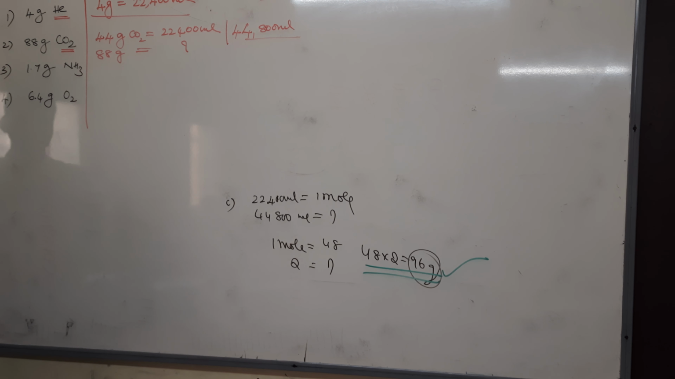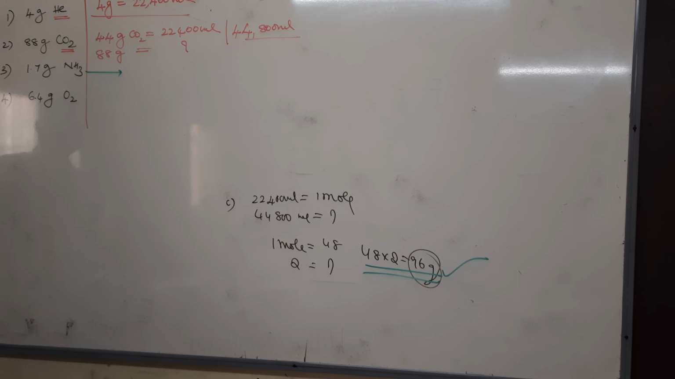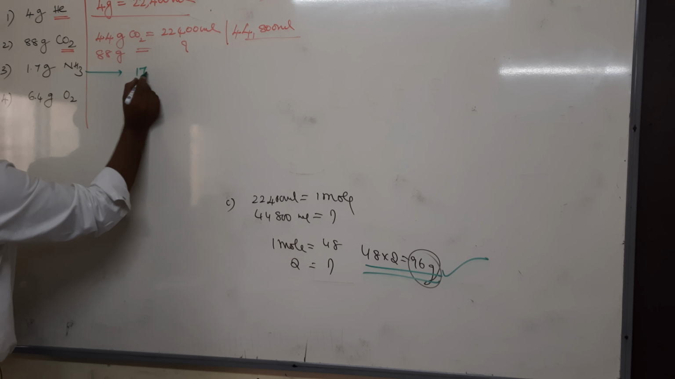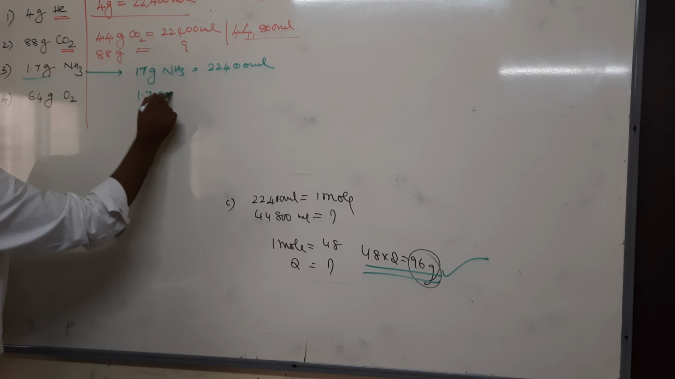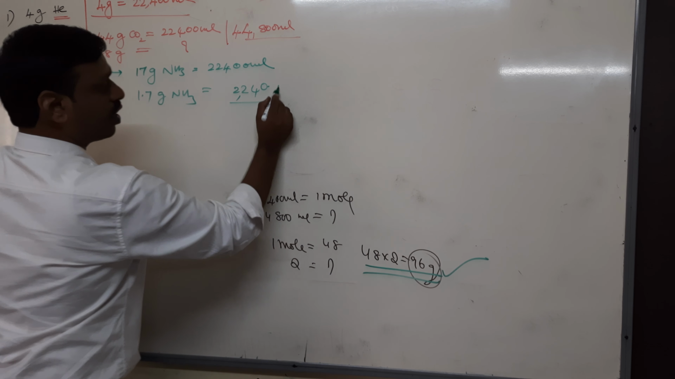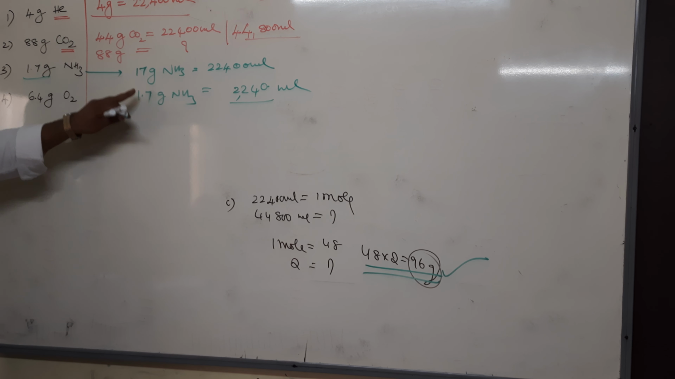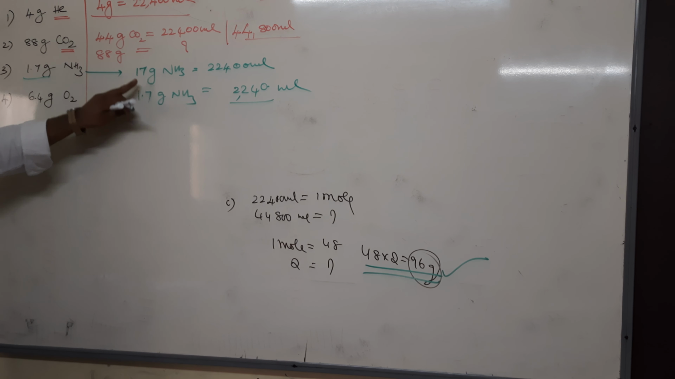Next, third one is ammonia. What is the molecular mass of ammonia? 17 gram. 17 gram ammonia is equal to how much volume? 22,400 ml. But given 1.7 gram. Tell me, 1.7 gram ammonia equals what? It equals 2,240 ml, right? You note the decimal point. 17 equals this, 1.7 is one decimal place less, no?